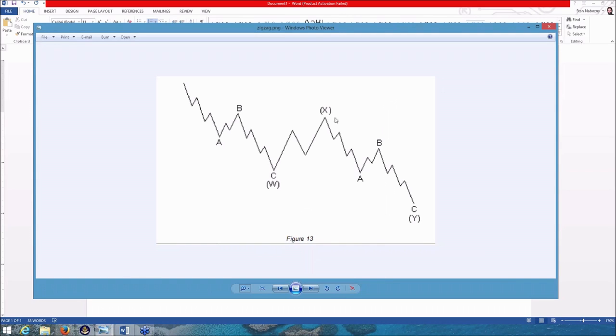And then of course you have a 3 back and then another 5-3-5. So this is a 5-3-5, 3, and a 5-3-5. You could see this as a complex corrective pattern, but this is nothing more than an A, B, C, or a W, X, Y. That's all it is.